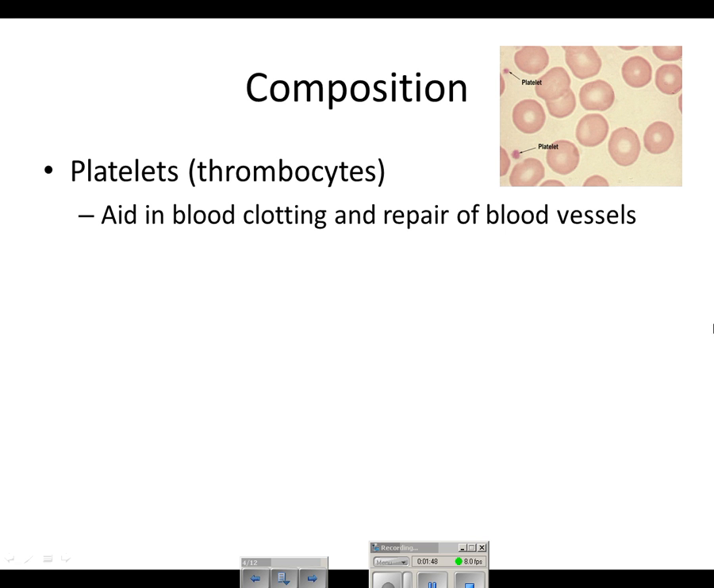Platelets or thrombocytes, these little guys here, are actually fragments of blood cells, and they aid in clotting and repair of blood vessels. So when you get a scab, what stops the blood flow when you cut yourself, the platelets will actually go to that site and start secreting proteins, which will cause red blood cells to be trapped in a web, and that will form your scab eventually.